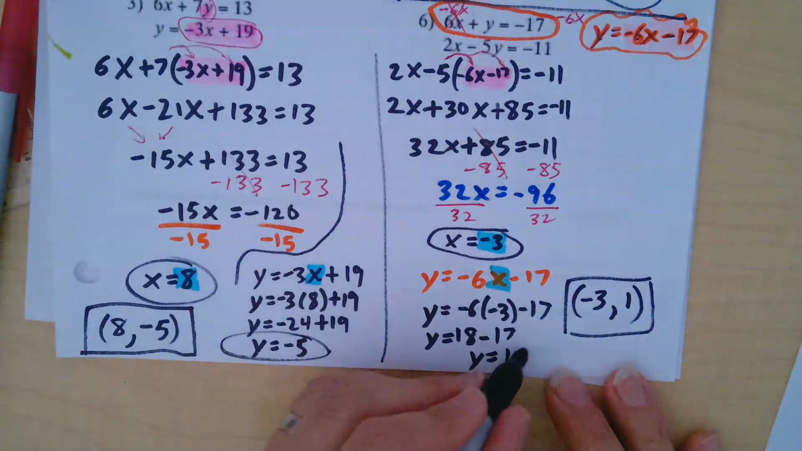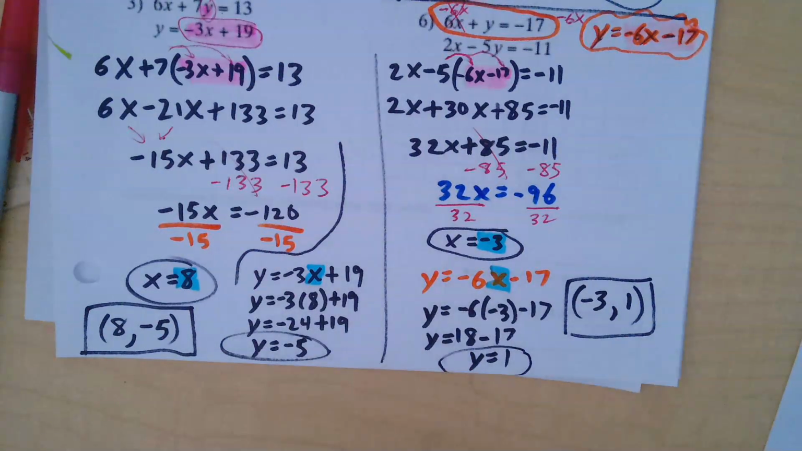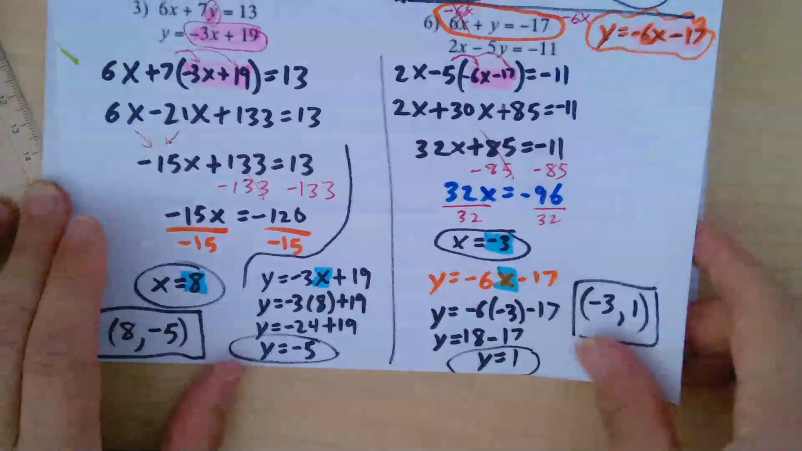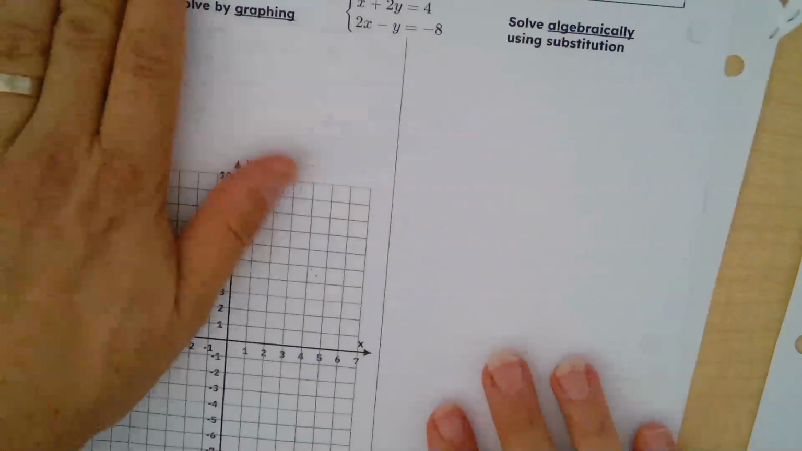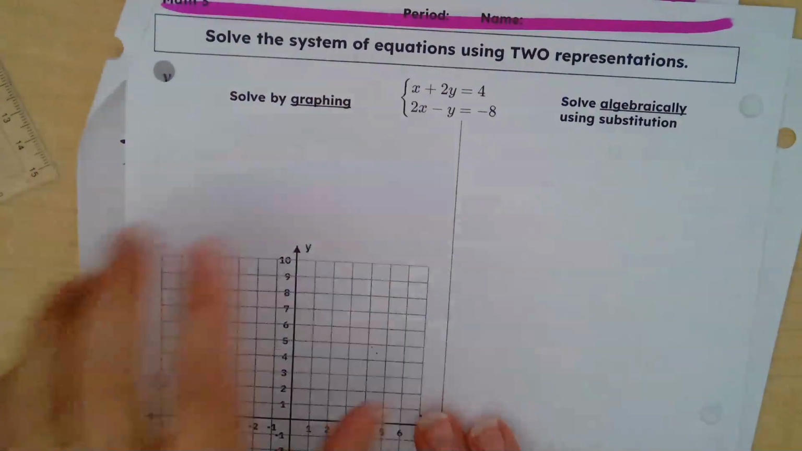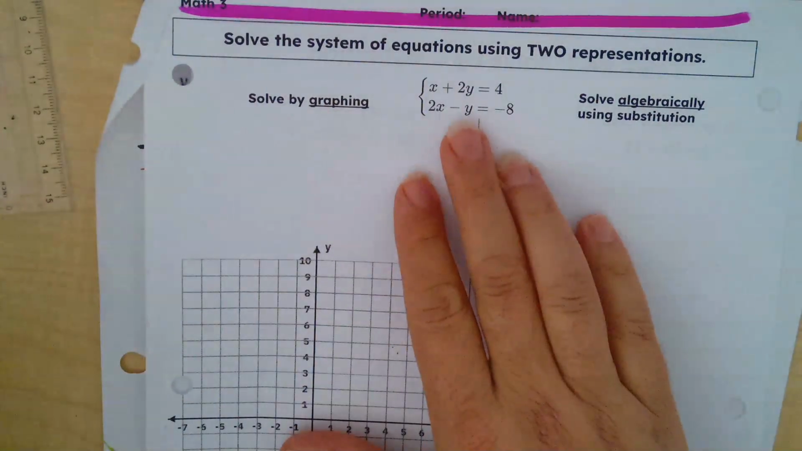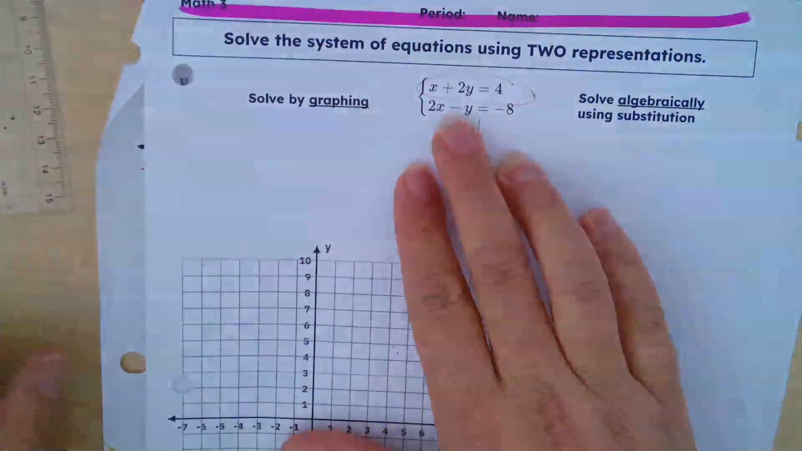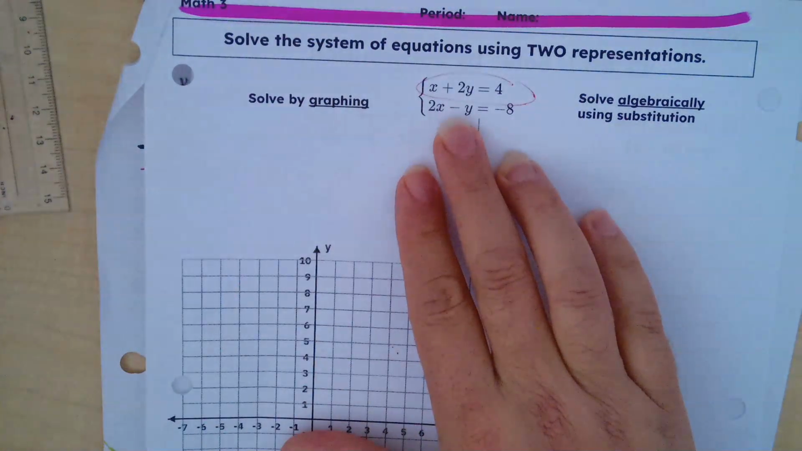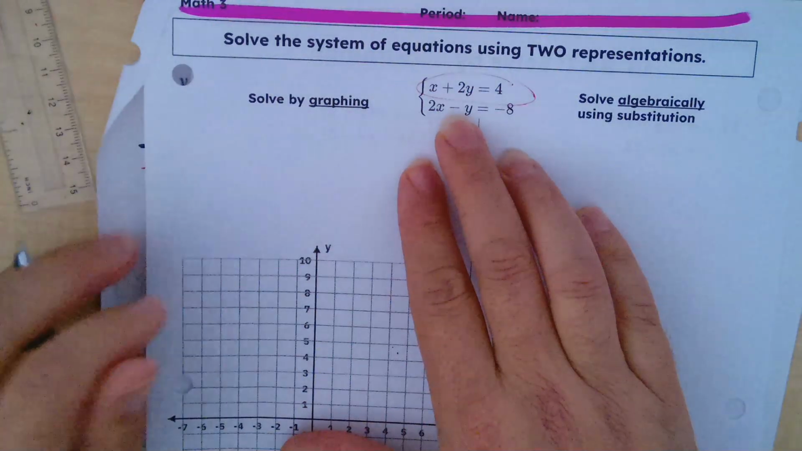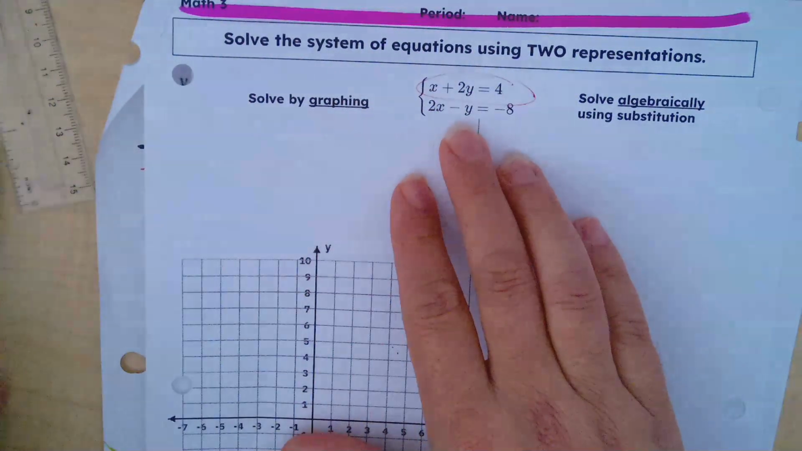Okay, so let's do the next page. Okay, so solve by graphing, solve algebraically. Okay, to solve by graphing, I need to rearrange this first problem here. So I have x plus 2y equals 4.